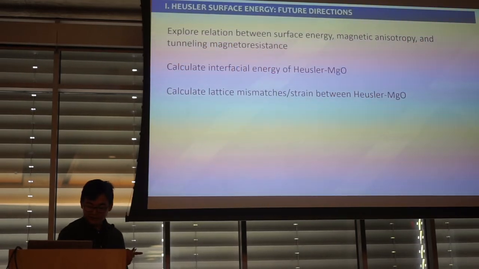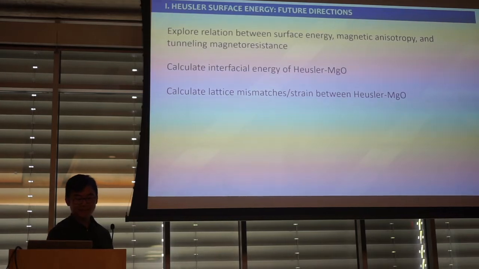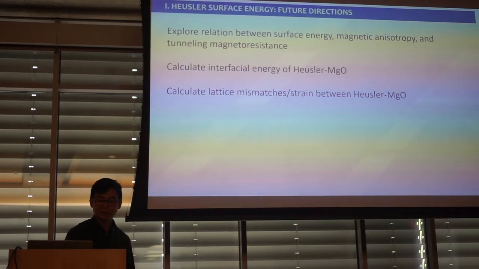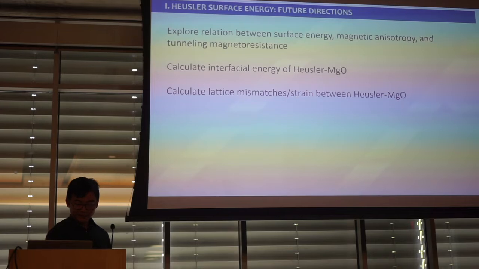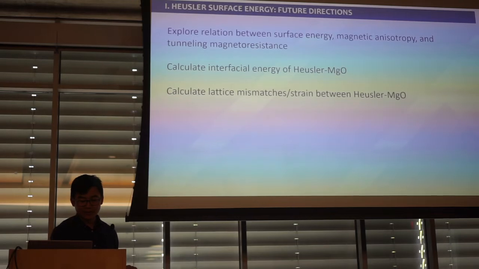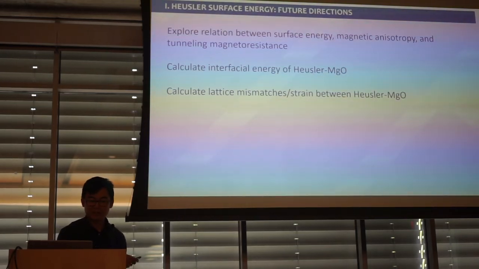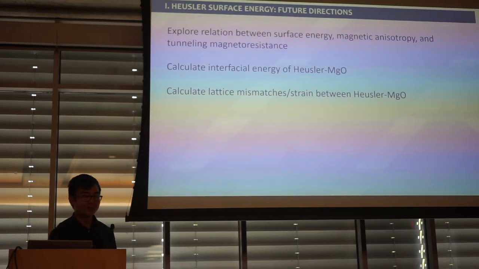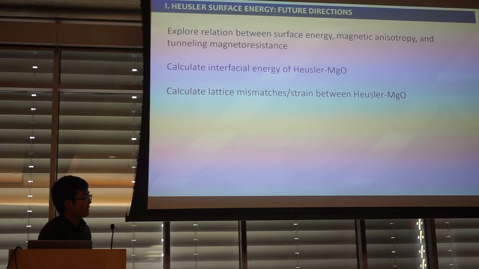Okay, so some future work that I think might be interesting to look into if we have more time. I think it'd be interesting to look at the relationship between the surface energy, the magnetic anisotropy, and the tunneling magnetoresistance. It might also be interesting to look at the interfacial energy of Heusler and MgO, as well as lattice mismatches and strain in that interface, because those are all important when trying to think about how to fabricate the magnetic tunnel junction.